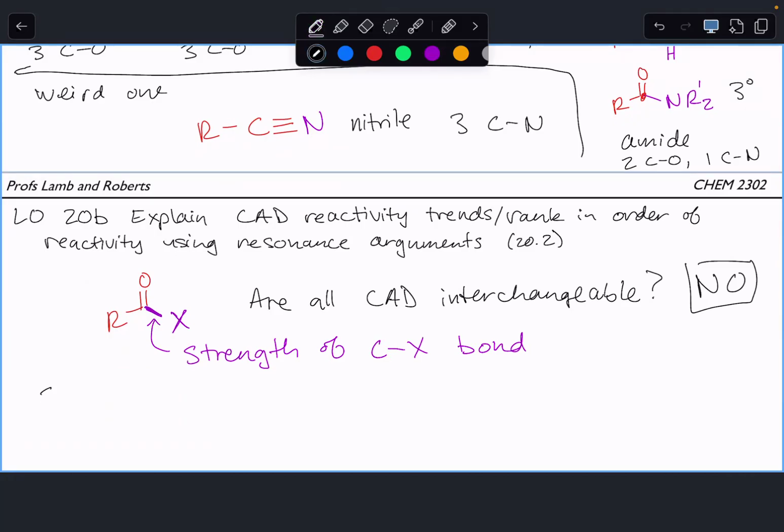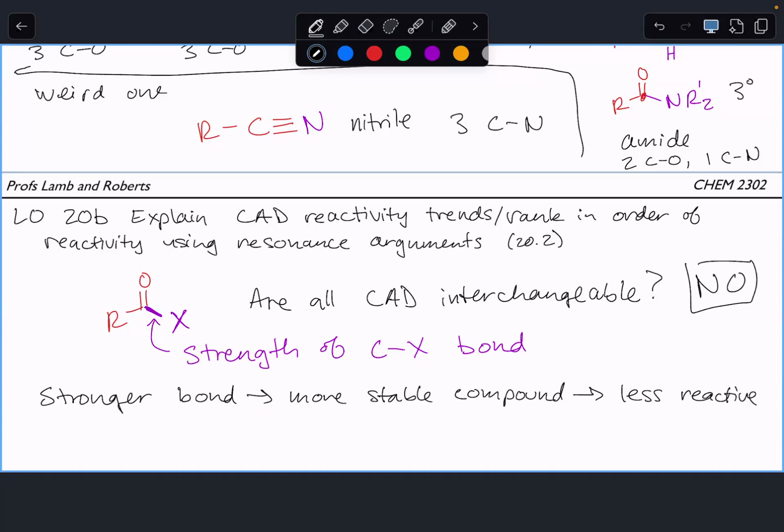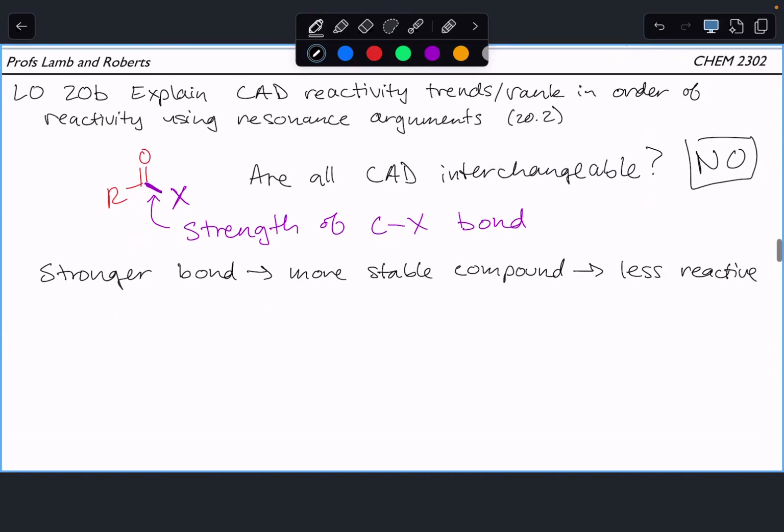Okay, so we need to be able to understand the strength of that CX bond to rationalize the reactivity of these things. So in general, if we have a stronger bond, that gives you a more stable compound. That makes it less reactive. Or vice versa, right? If you have a weaker bond, that's less stable and more reactive, okay? So that's kind of the general trend. More stable bond, stronger bond, more stable compound, less reactive. So in the learning objective, it says we're going to use resonance arguments. So let's think about the resonance for a second.